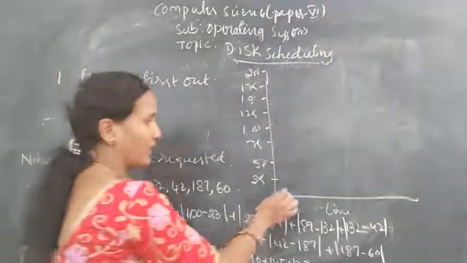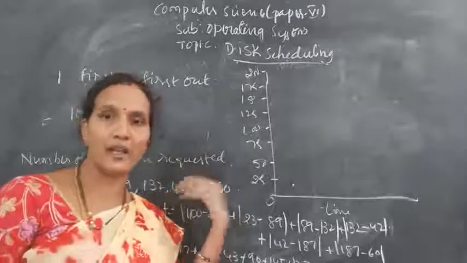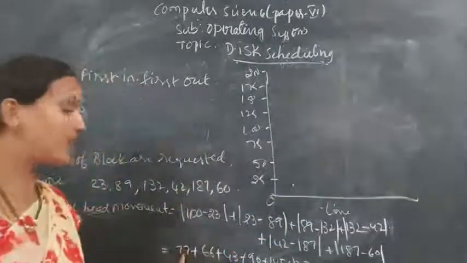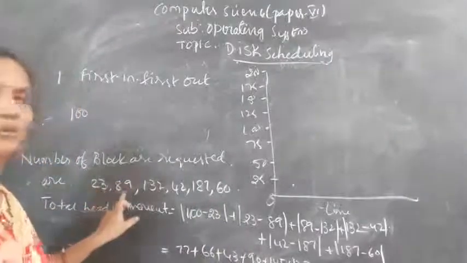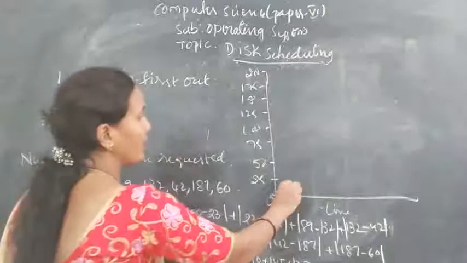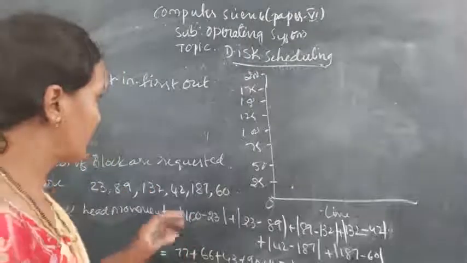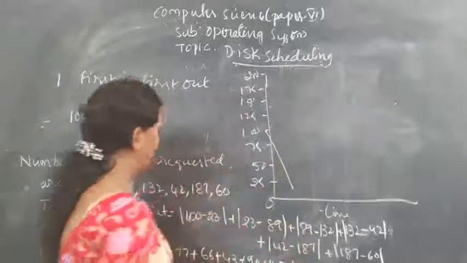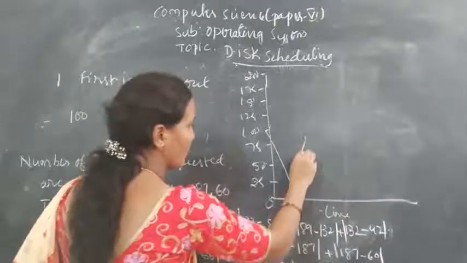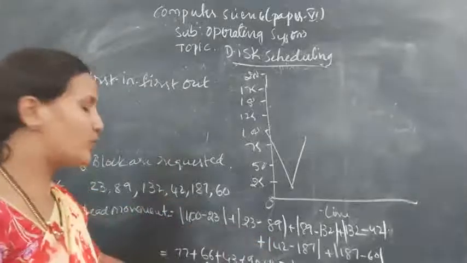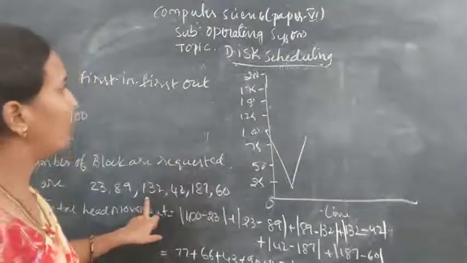From 100 it moves to the 23rd track, as you can see in the graph. 100 minus 23 is 77 tracks moved. Next, from 23 to 89, it moves 66 tracks. Then again from 89 to 132.